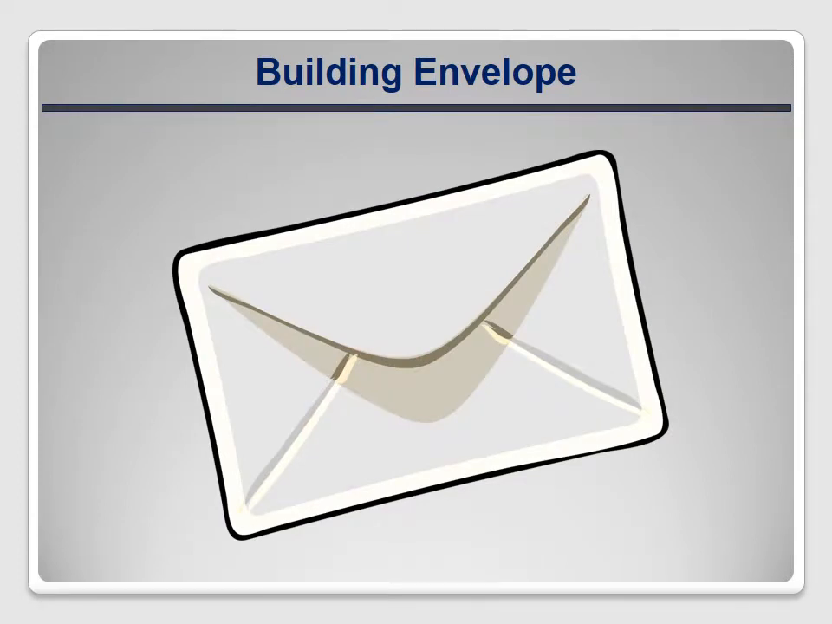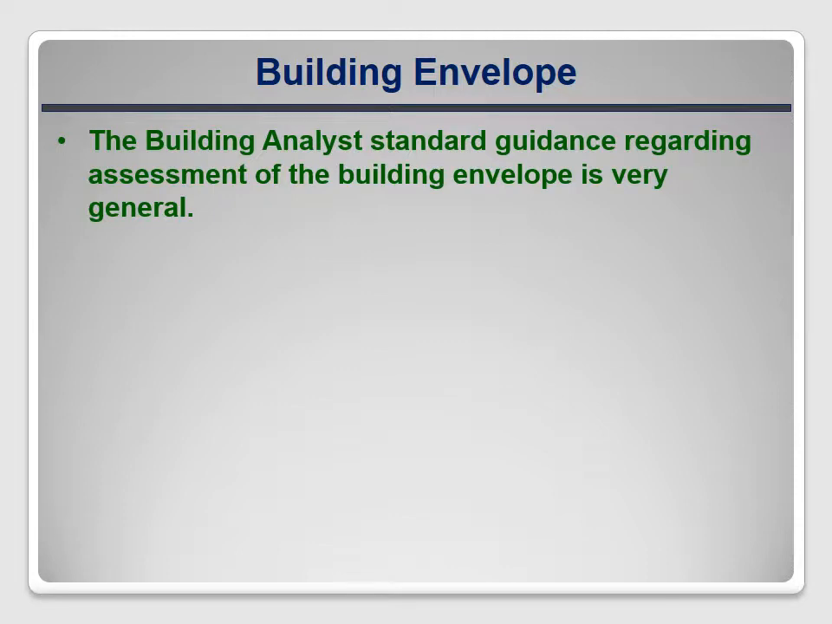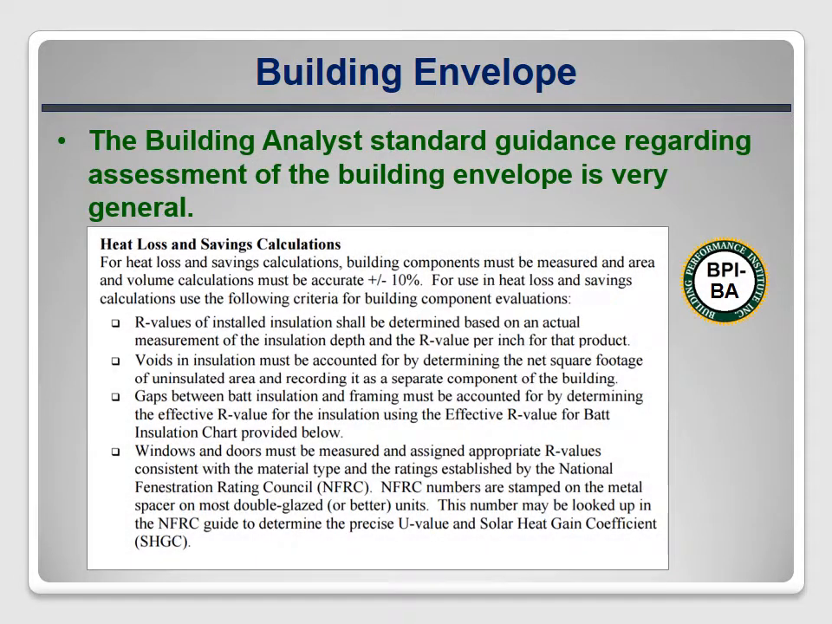Both the Building Analyst and BPI 1200 standards require auditors and contractors to assess the building envelope, but they differ greatly in level of detail. The language in the BA standard implies that evaluation for insulation and air sealing opportunities is optional, up to the discretion of the auditor. If they decide to consider those improvements, the BA standard provides guidance that's very general. Here's the language included in the Building Evaluation section.